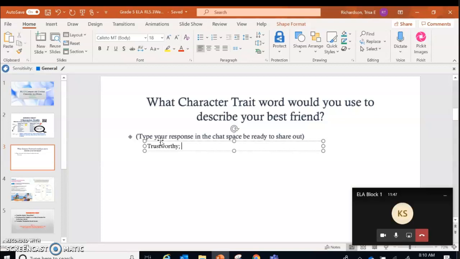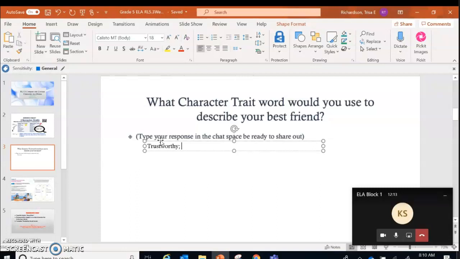Okay. Mizan, are you there? Mizan? Okay, Mizan, let's use you. And if it's hard to think of a best friend, you can use your parent, anybody that you know. What would be a character trait you would use to describe that person?